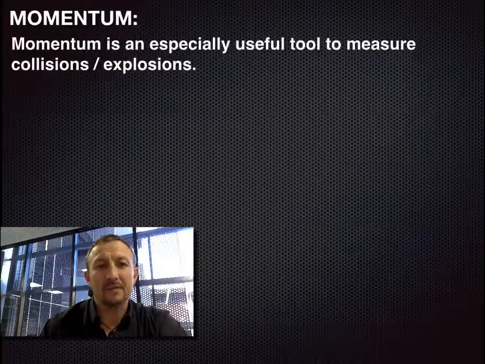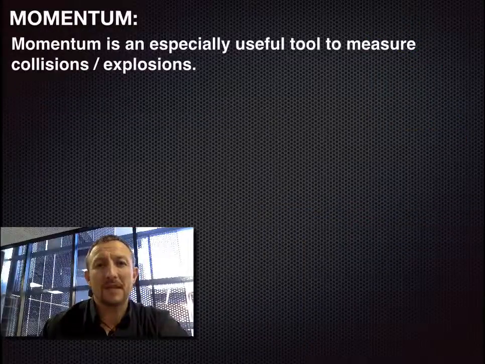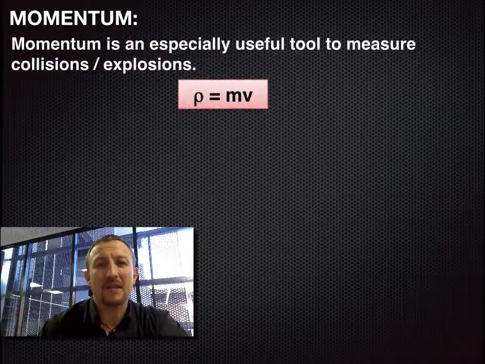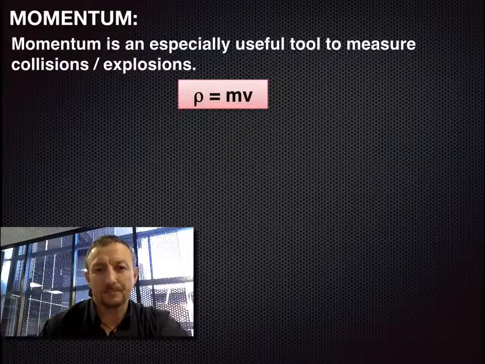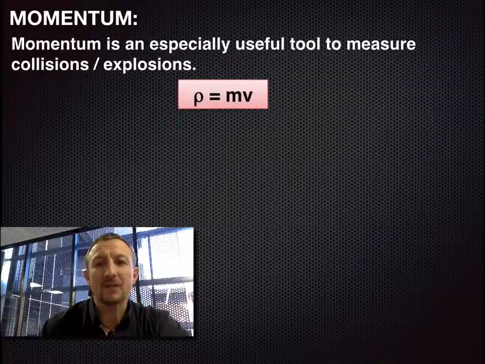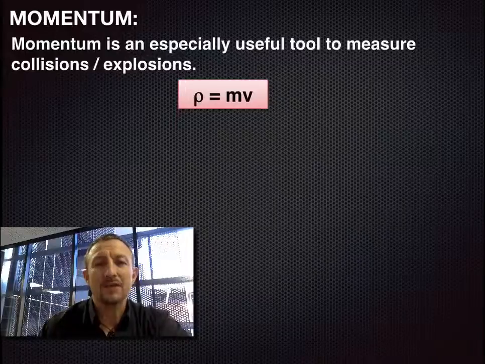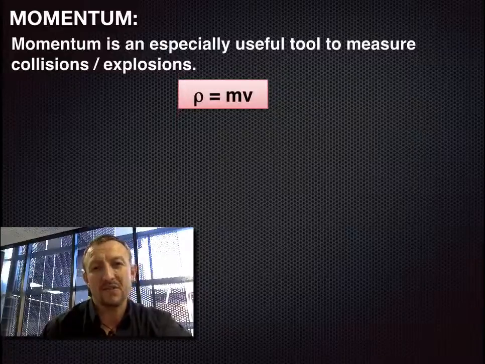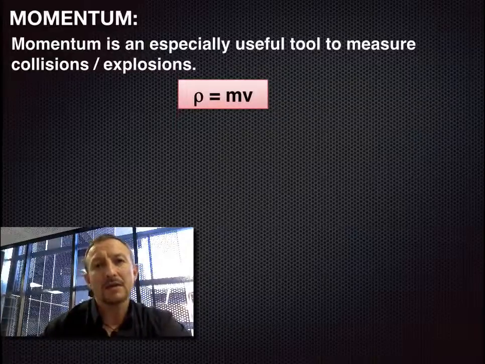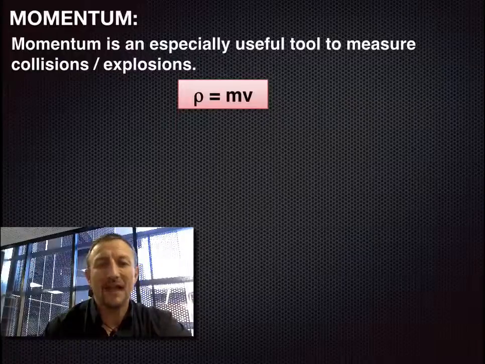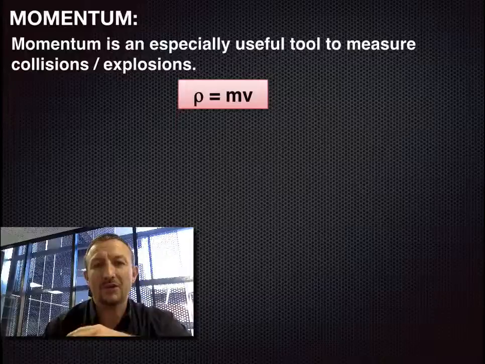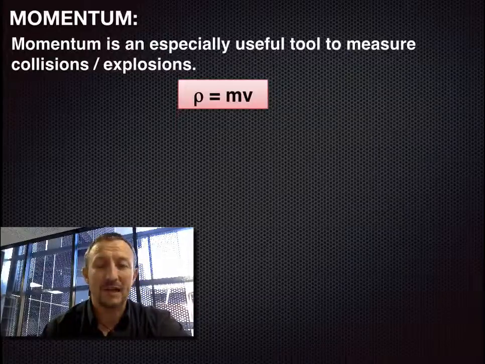So what is momentum? Well, momentum is basically a component which is made up of two main variables. Those variables are mass and velocity. Momentum is really useful to measure things like collisions and explosions. And we use the concept of momentum along with the idea of center of mass, which we explored earlier, to determine what happens or has happened to an object that has collided on a one-dimensional, two-dimensional, or three-dimensional plane.